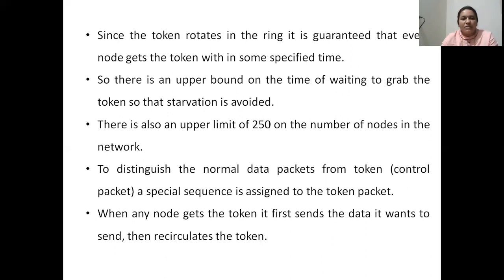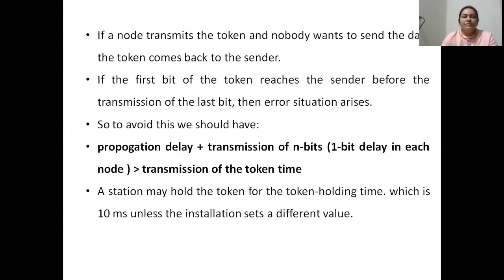Now, to distinguish the normal data packet from the token, which is the control packet, a special sequence of bits is assigned for the token packet. Whenever any node gets the token, it will first send the data it wants to send, and then circulate the token to the next nodes.